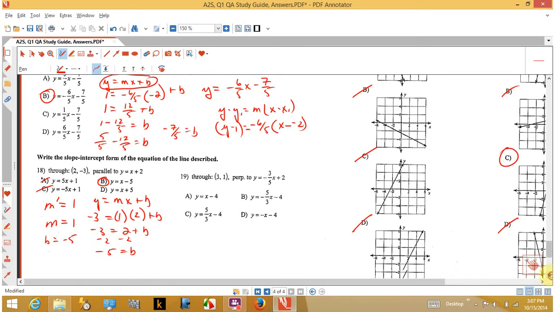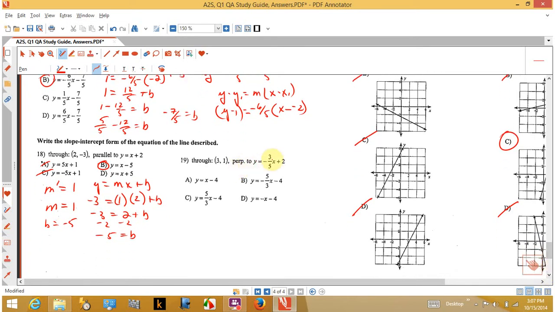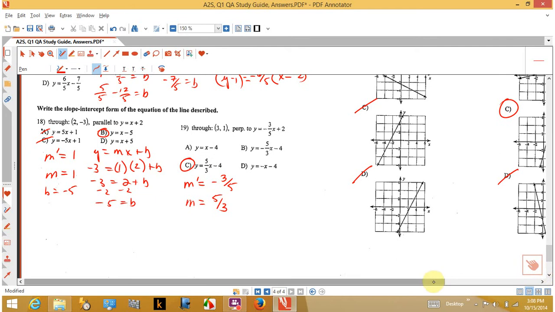Last problem. Here is a line that I'm perpendicular to. So the slope of the line I'm perpendicular to is -3/5. The slope of my line is the negative reciprocal. So we change the sign, and we also take the reciprocal, so that would be 5/3. So I'm looking for one of these that has 5/3 as a slope. That would be C. I don't need to carry on any further because only one of those has the right slope. So that would be the answer. And I think we've covered everything. That's it.